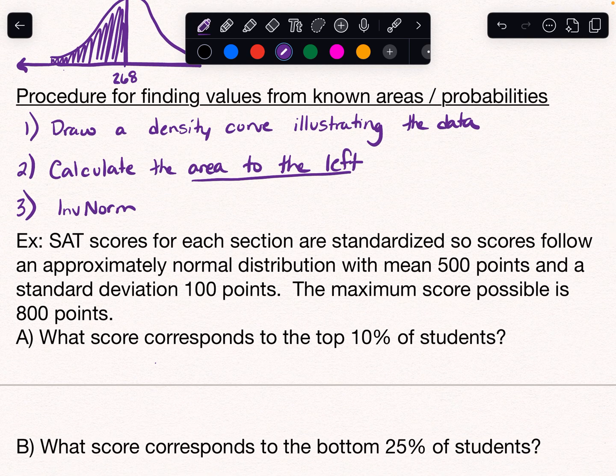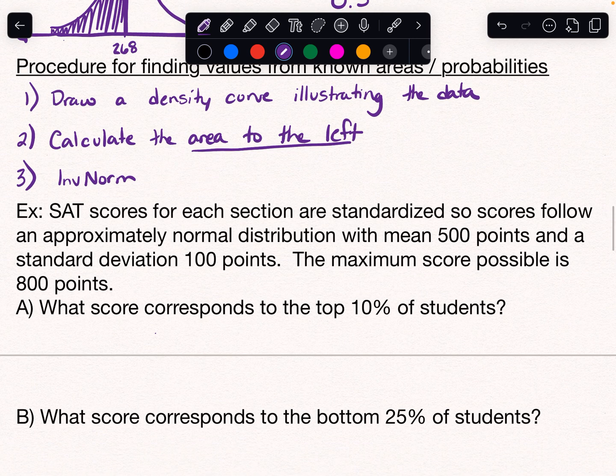SAT scores for each section are standardized, so scores follow an approximately normal distribution with mean 500 and a standard deviation of 100. Maximum score possible is 800 points. What score corresponds to the top 10% of students? I would draw a normal distribution curve since they told me that's what this looks like. I know my mean is 500, so I'm just going to write that in the center, and the standard deviation's 100.